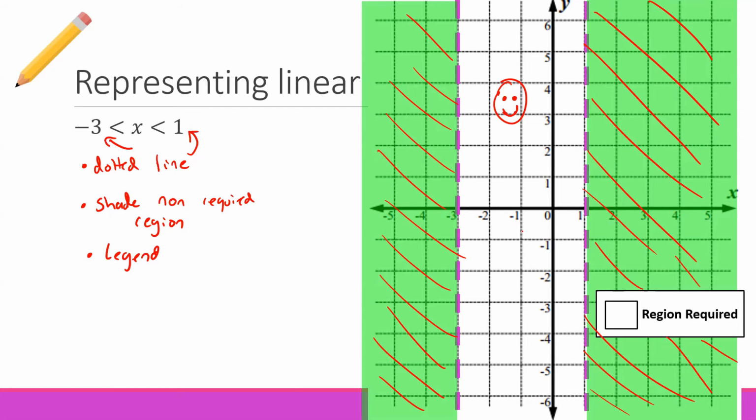Now that's the way that we do things. Sometimes questions will say the region required is the shaded region. But as long as you have a legend, it'll make it easy for everyone to see what it is that you're graphing and what is important. I think the book sometimes uses the shaded region to be the region required, but the reason that we do it like this is so that it's clear.